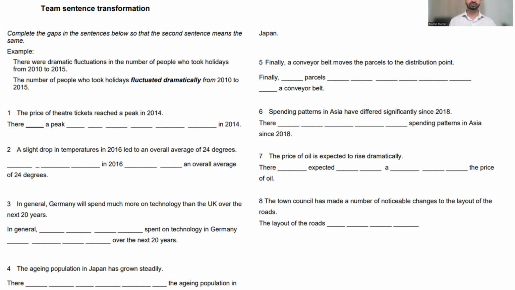Let's look at the second structure. The number of people who took holidays fluctuated dramatically. This is verb plus adverb, right? Fluctuated is the verb. Dramatically is the adverb, from 2010 to 2015. So you can also change the adjective and noun, and you can see in is the preposition there, to the verb plus adverb structure.